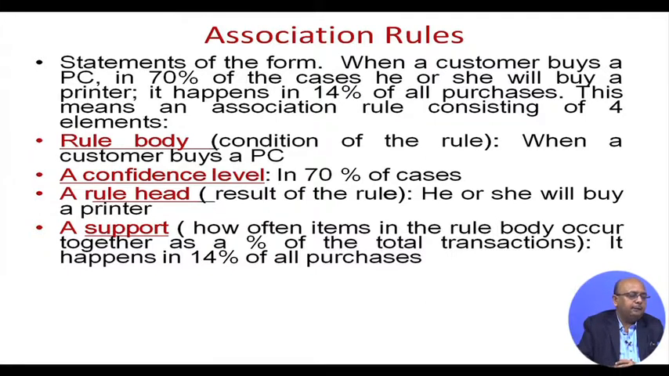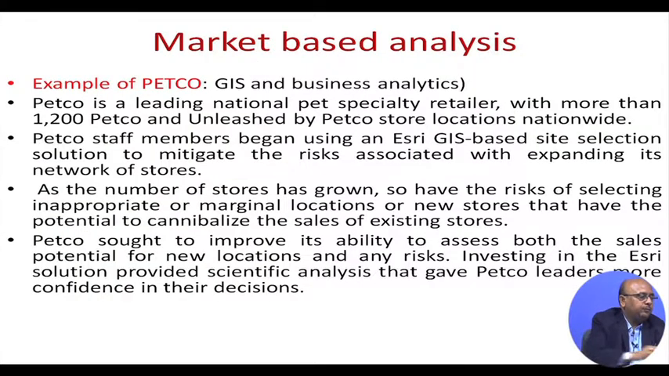Then the result of the rule, that is whether he is going to buy or not. So, that is 14%, right. But this is to be supported. This rule head is going to be supported, that is how often items in the rule body occur together as a percentage of the total transactions. So, the result is 14%, right, and that is how we are going to associate. So, there are four elements which are very important, that is rule body, confidence level, rule head and support in an association rule.